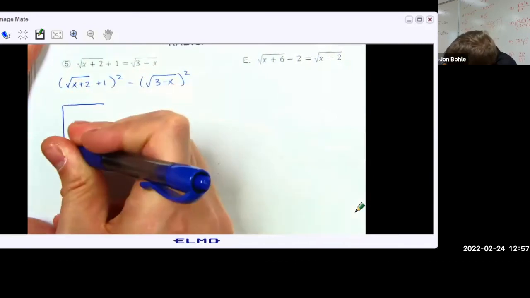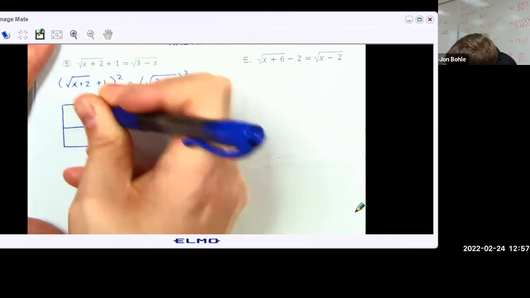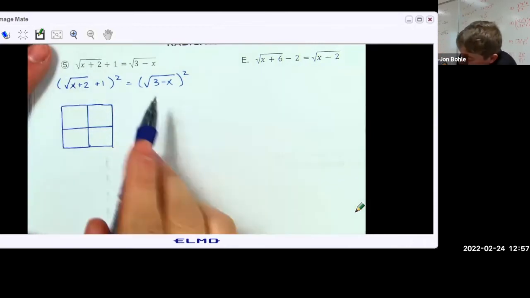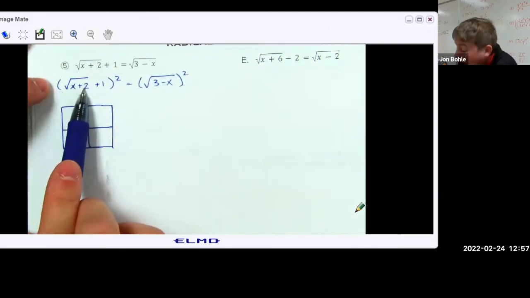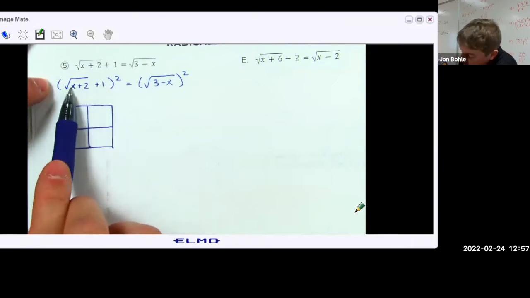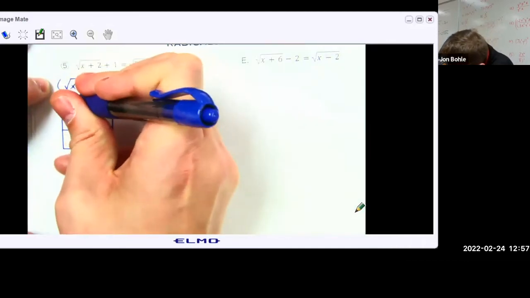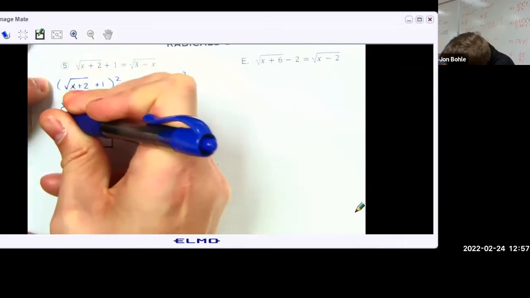Okay, now on this side here, it's a bit more complicated. Technically, we have a little binomial here. And this brings up a good question. Do you guys understand what it means to square? Multiply by itself, okay? So when I multiply by itself, they just undo each other. So when I square the square root of x plus 2 and then plus 1, that means I have to take the square root of x plus 2 plus 1 times the square root of x plus 2 plus 1. So I actually have to multiply this like it's a binomial.